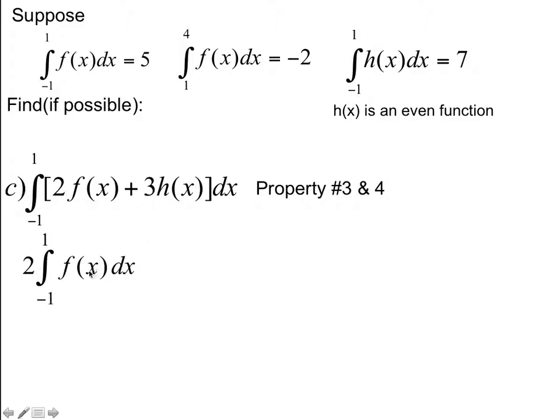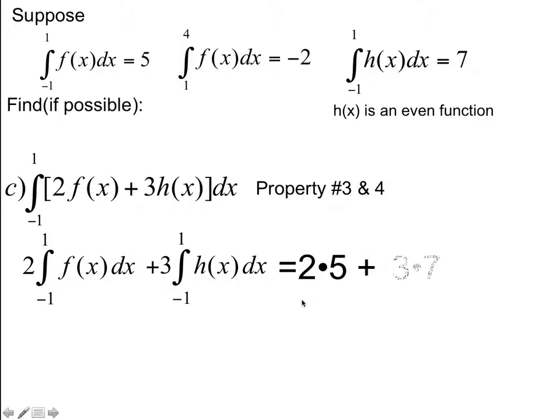So here's function f from -1 to 1. And then I took the 2 out front. That's another one of my properties, my multiple property. And I'm going to do the same thing for function h. Take the 3 out front, give it its own integration. And now notice this notation and this notation are represented up here. So this is 5, so I have 2 times 5. And this is 7, so I've got 3 times 7. I've got to add those together. So I have 10 and 21, that's 31.